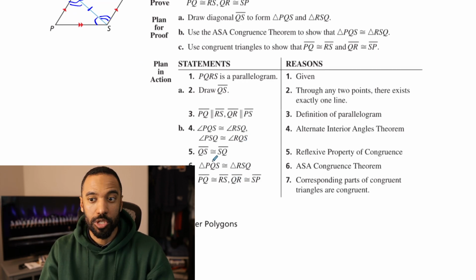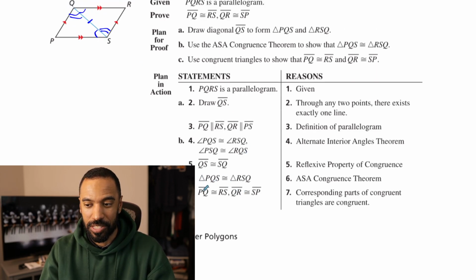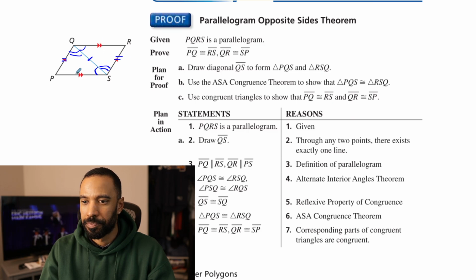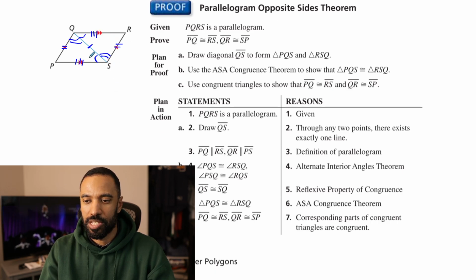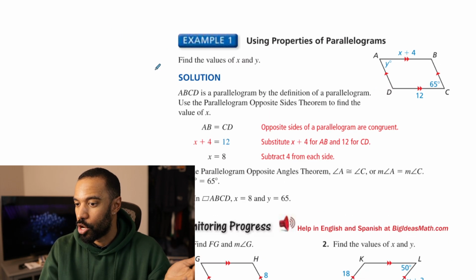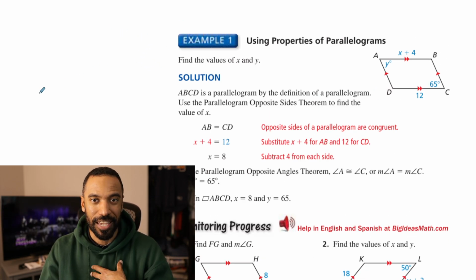And then by corresponding parts of congruent triangles are congruent, we can say PQ is congruent to RS. PQ corresponds to RS right there. And PS corresponds to QR right there. So by CPCTC, we can find out those opposite sides are congruent. We can also do the same kind of thing with opposite angles. I'm sure they're going to do that next. Nope. We probably get to prove it ourselves together later.